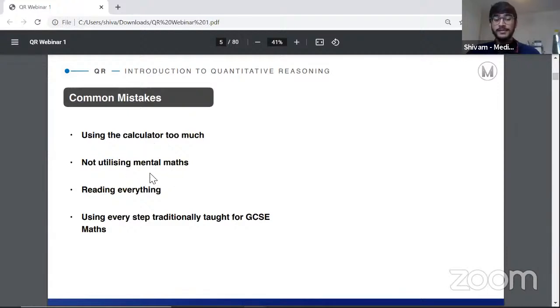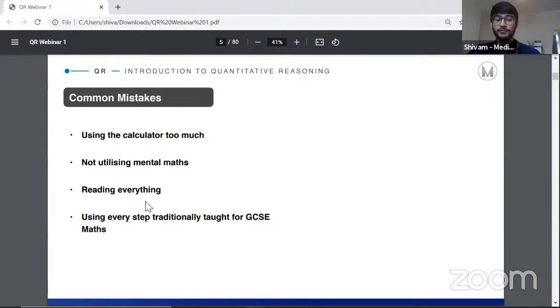Again, a big mistake that students make, year on year, is that they don't realize how important mental maths is for the quantitative reasoning section. So it's really important that you start understanding, for example, what is a quarter as a decimal? What is 1/8? What is 1/6 as a decimal? Really important stuff. So just bear that in mind: mental maths, and not using the calculator too much.